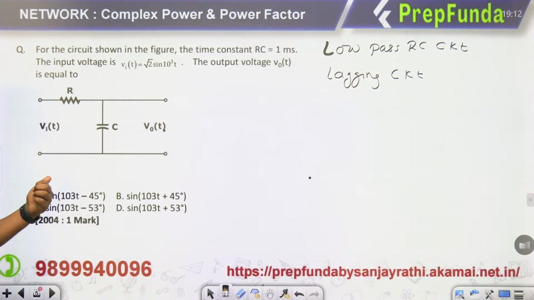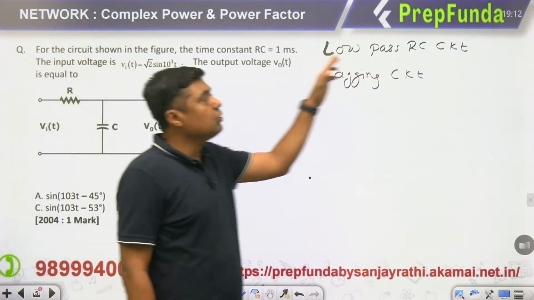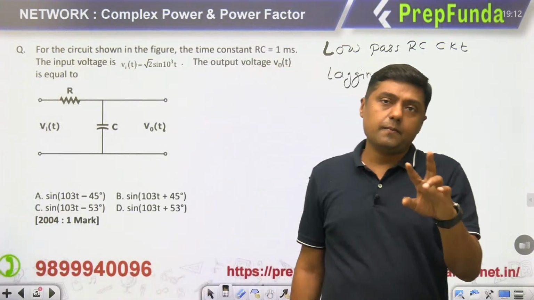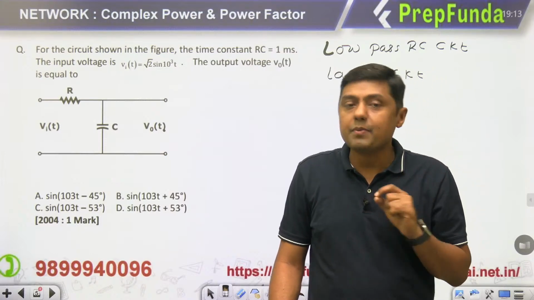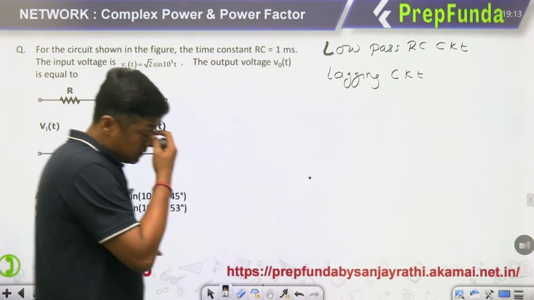And the phase will be negative. It will provide a negative phase shift, because it is a low pass RC circuit and we are taking the voltage across the capacitor. Now I am going to justify it.